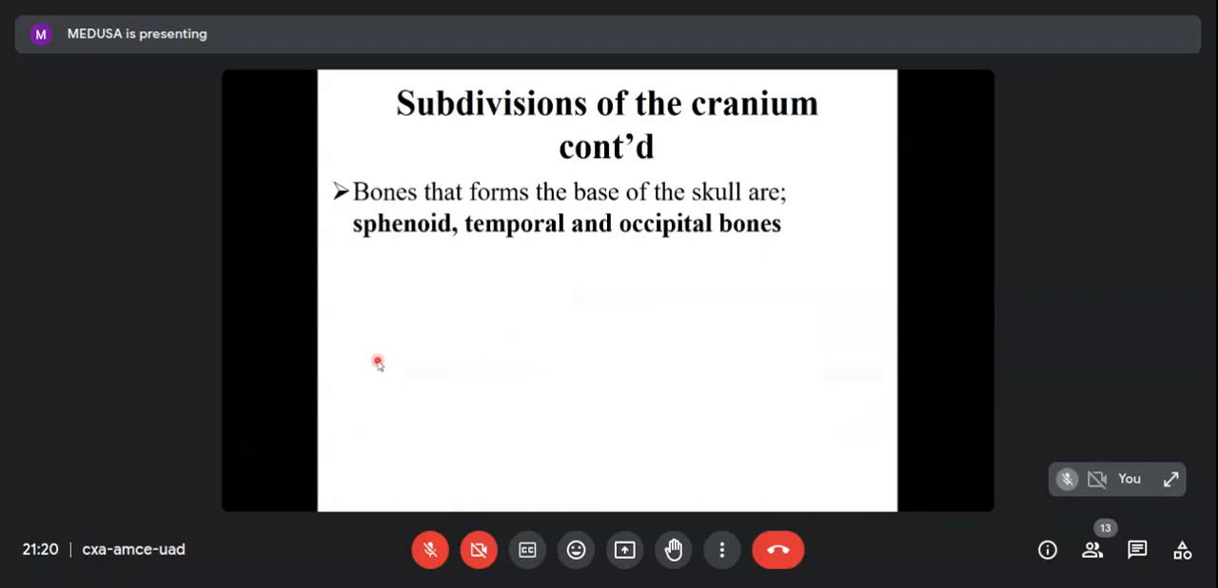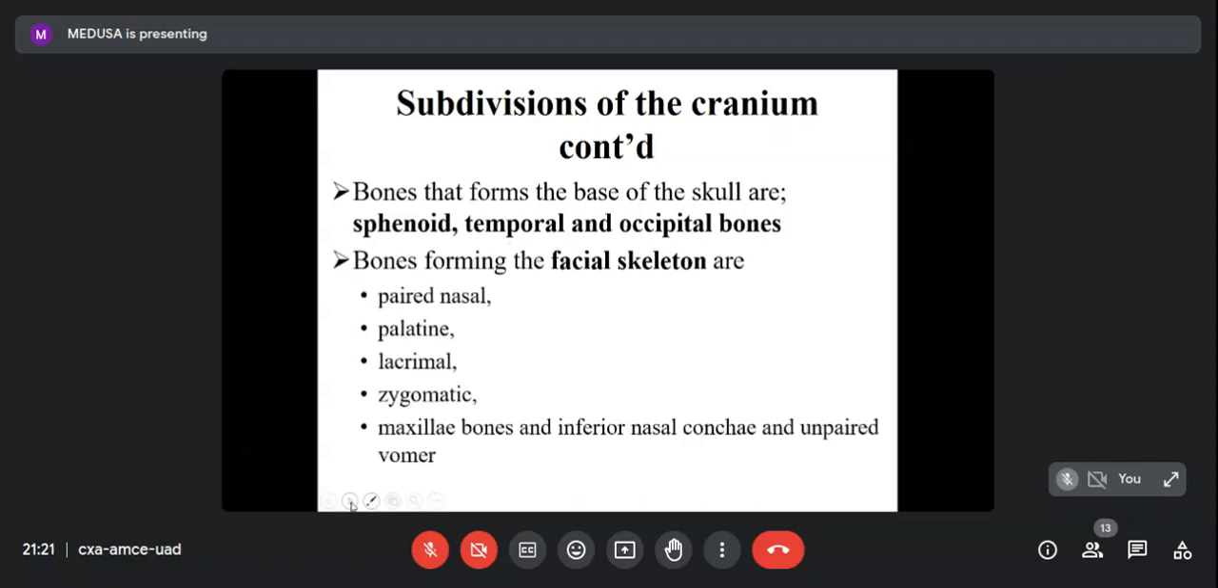Right. So the base is made up of the sphenoid bone, the temporal bone, and the occipital bone. Very high yield to know those bones that make up the base of the skull.